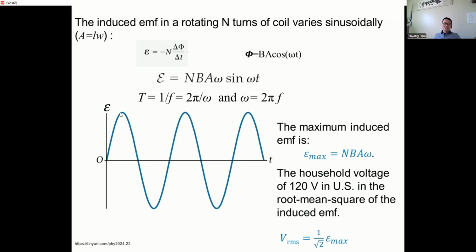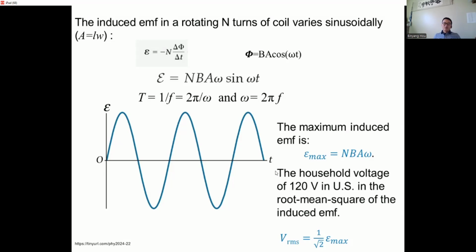But here you can see as a sinusoid function, it will have a maximum value. So the magnitude will be whatever is in front of your sine argument over there. So NAB times omega will be your maximum induced EMF.